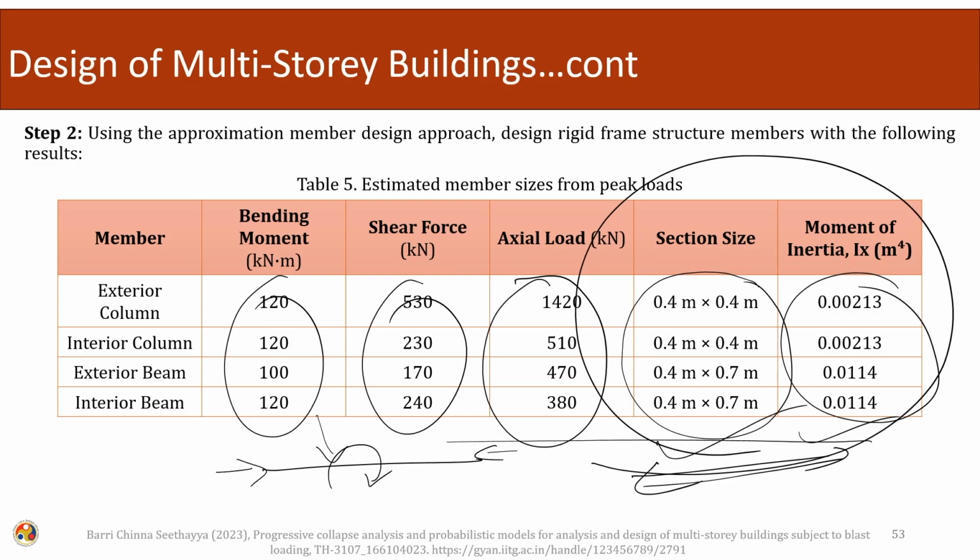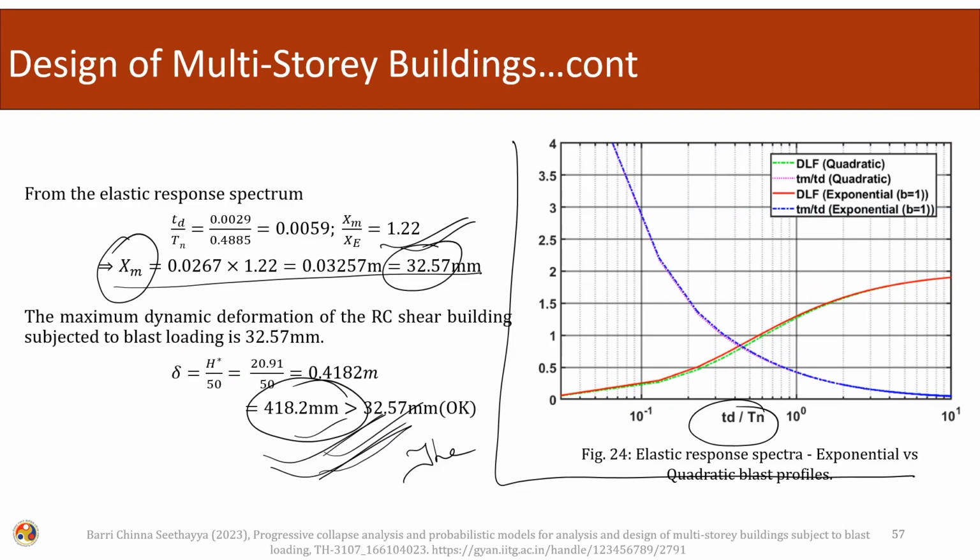What we can also do is, if we look closely at the values, the allowable deformation is 418 millimeters. Our section is only deforming 32 millimeters. So, what we can do is go for the optimization of the sections again.